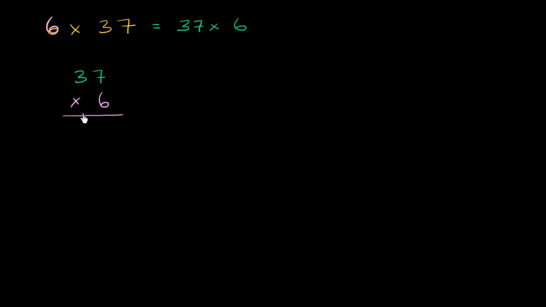Now, what we do is we go with the first place in this lower number, and there's only one place here. It's only the number 6 right over here. And we're going to multiply that times each of the digits up here. So first we will start with 6 times 7. So we're going to first multiply 6 times 7. Well, you remember from your multiplication tables, 6 times 7 is equal to 42.